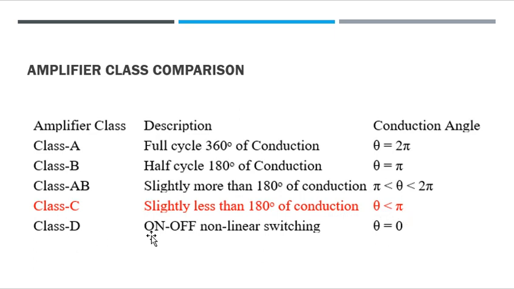Class D is on-off nonlinear switching. Theta is equal to 0. There's no conduction angle. It's either off or on. This completes the discussion on classes of amplifiers.